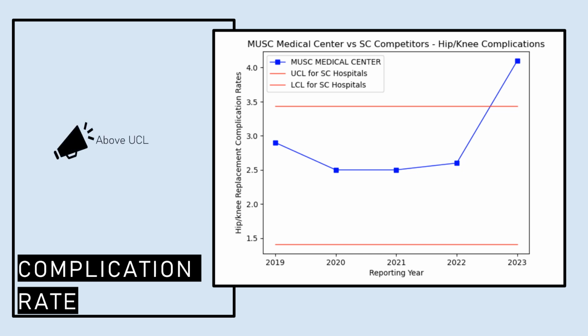We can see that MUSC stays within the control limits from years 2019 through 2022, but in reporting year 2023, they rise above the upper control limit. Measures that fall above or below the control limits are statistically significant and indicate that these results are not due to chance or randomness.